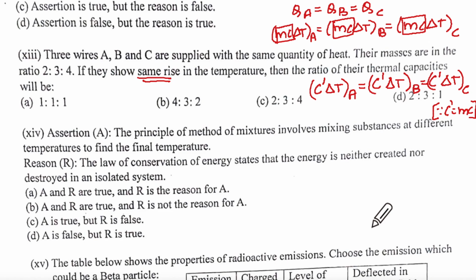Is it making sense to you? Yes, ma'am. Now, they say same rise in temperature means delta T everywhere is the same. So, I'll have C dash of A is equal to C dash of B equal to C dash of C. Therefore, the ratio of C dash will be equal to 1:1:1.